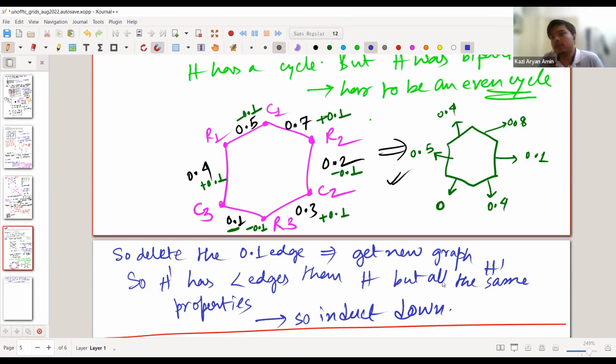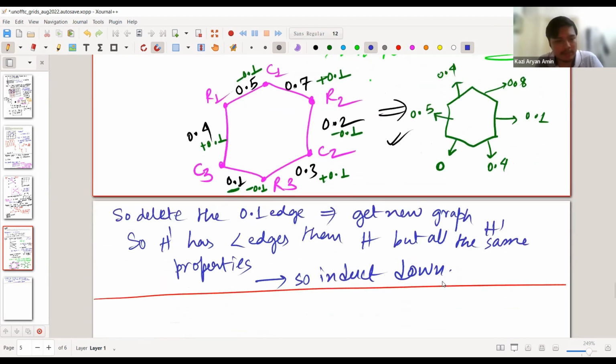So in the new graph, you will have similar conditions as the previous graph, but you will have some number of edges less, right? At least one edge will be less than the original graph. The new graph will have the same properties as the previous graph, in the sense that it is still bipartite, it still has an even cycle, and we can still do the same operation on the even cycle, right? And hence we can sort of induct down on the edge weights.